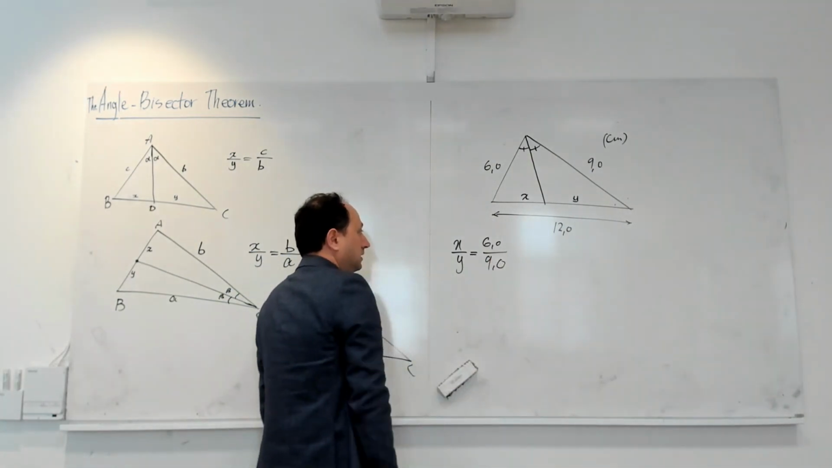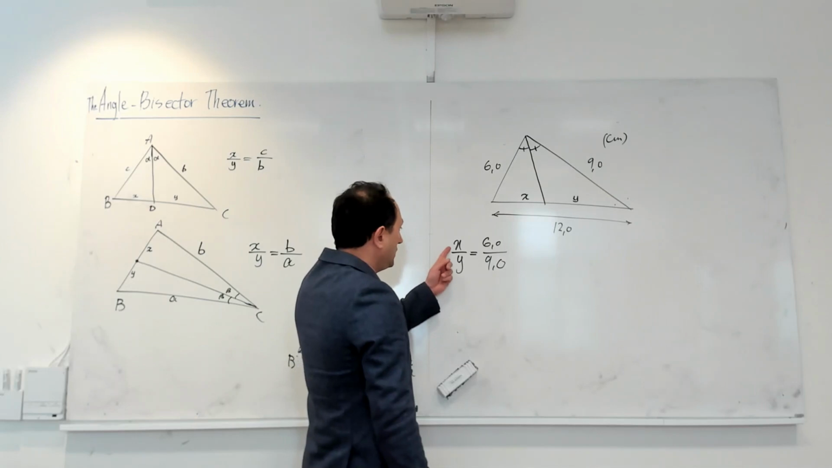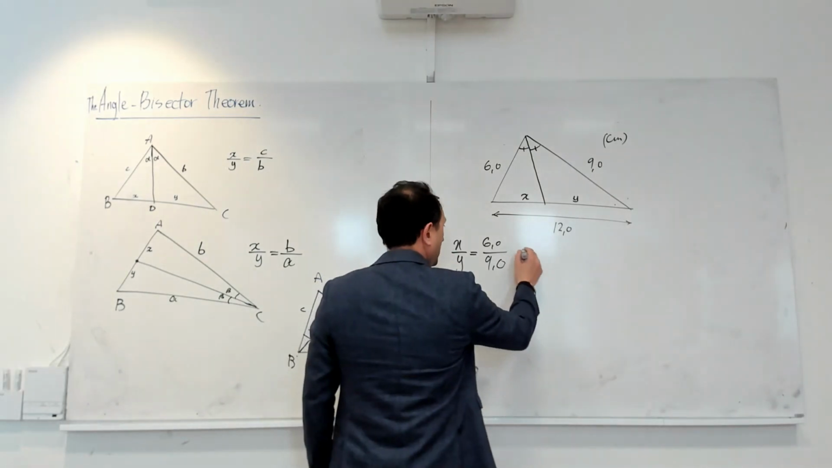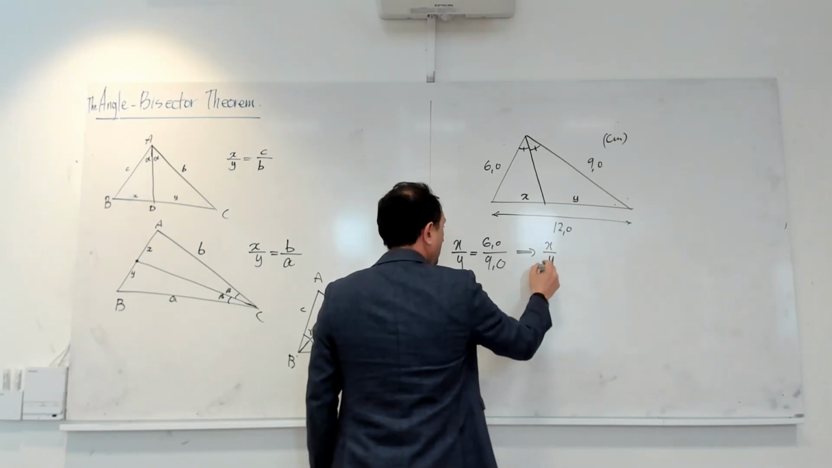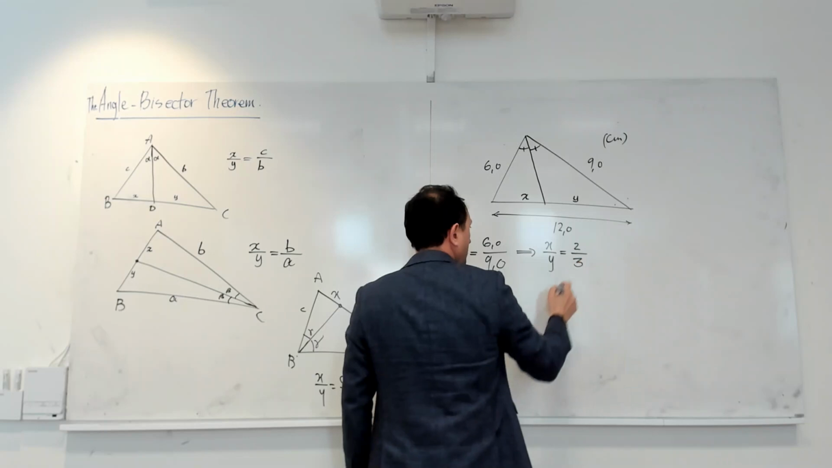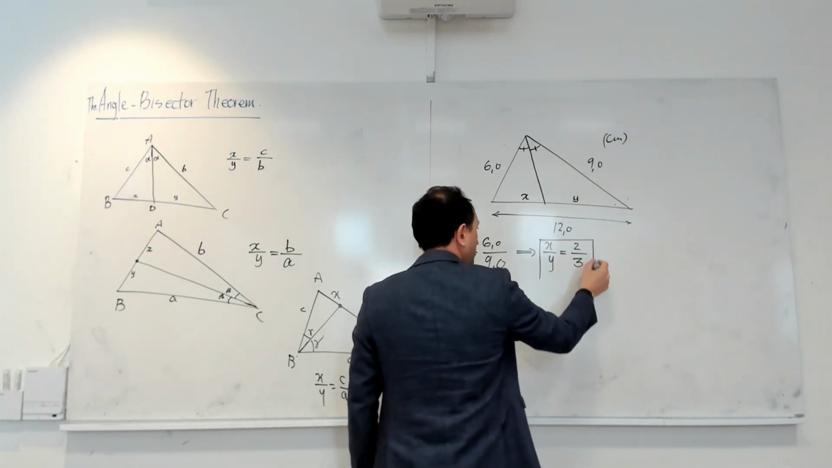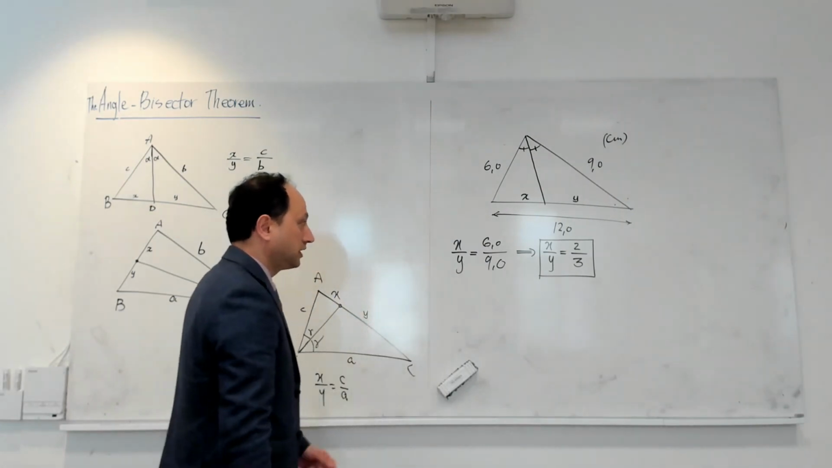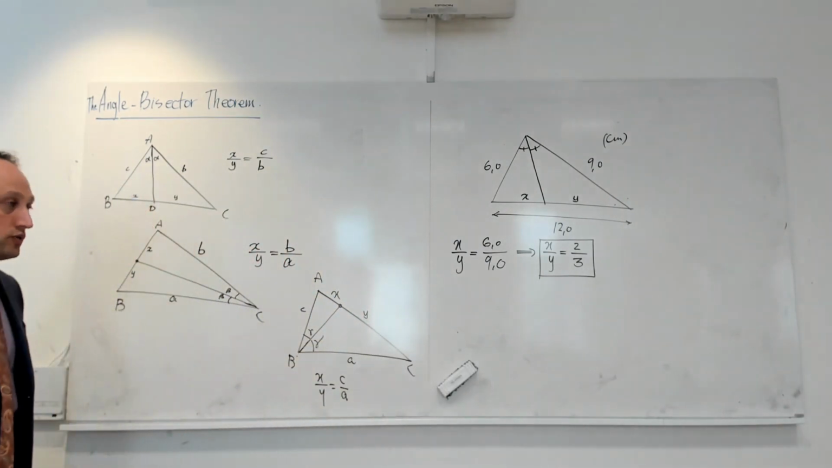Yes? Okay, but I cannot immediately find x and y because I have two unknowns, but let me simplify this. I would write x over y. I divide everything by 3, so it becomes 2 over 3. So that is one relation, but from this one, be careful. You are not allowed to conclude x is 2, y is 3. No, because there are two unknowns you have to solve.